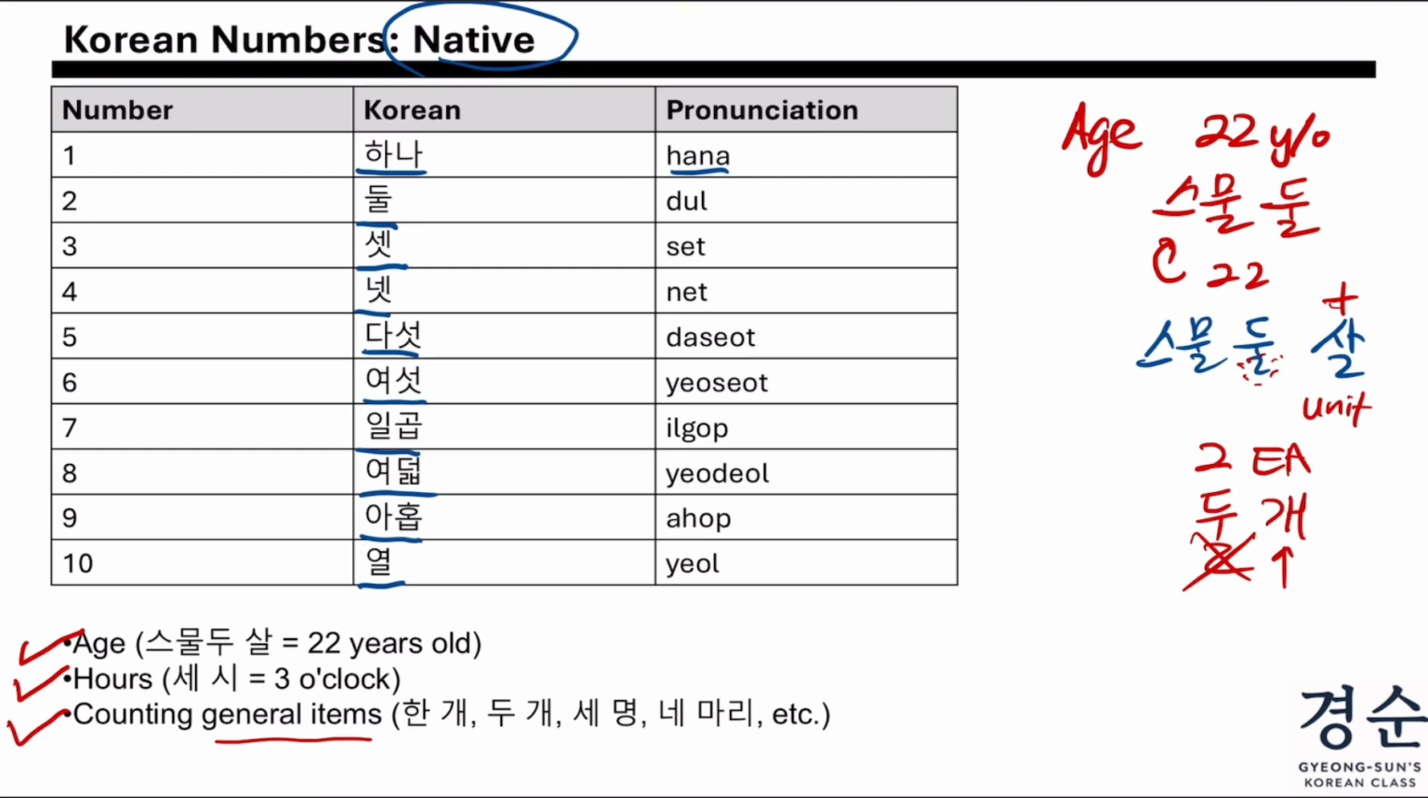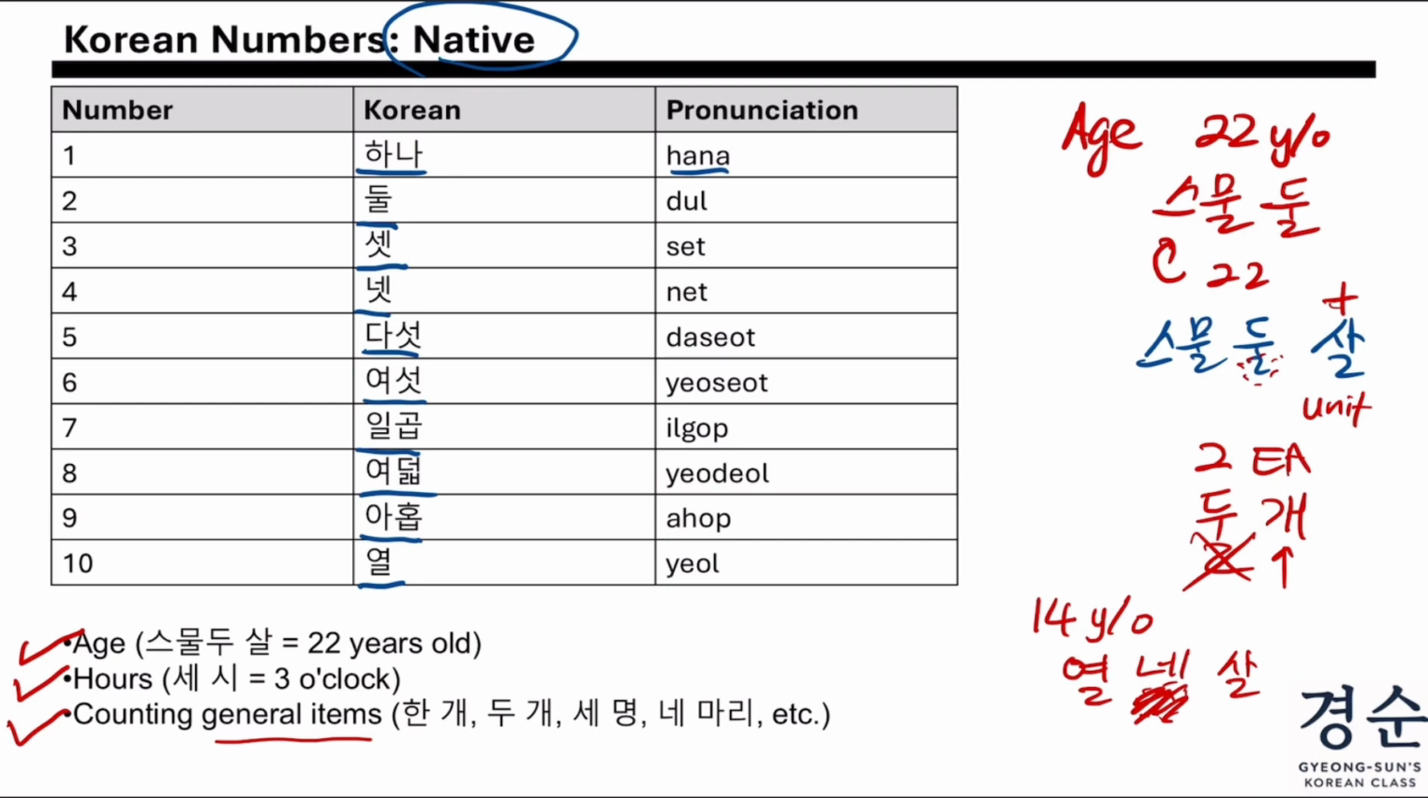Okay, for example, if you are 14 years old, so your 10 is 열, right? Your 4 is 넷. So remember to remove this last consonant, so it's 열네 살. Okay, 열네 살. So this is for you to describe age.